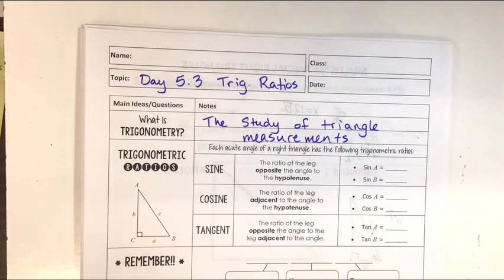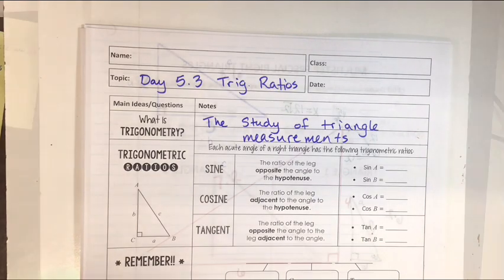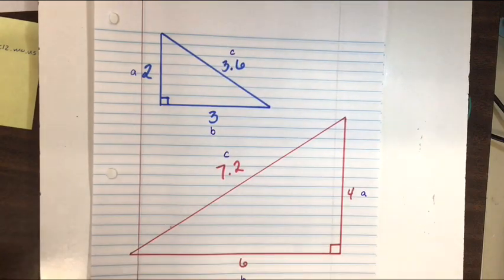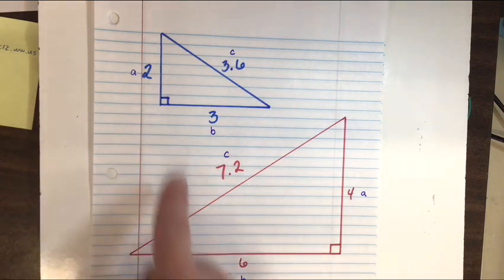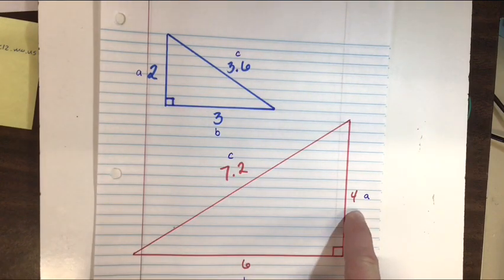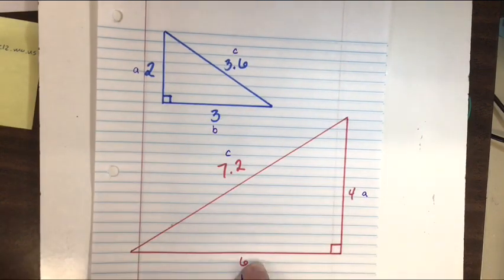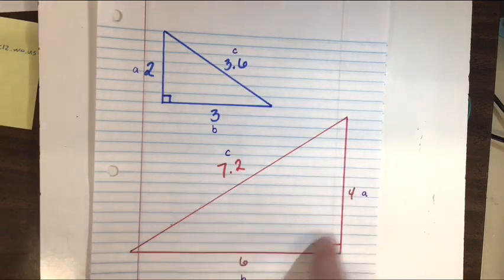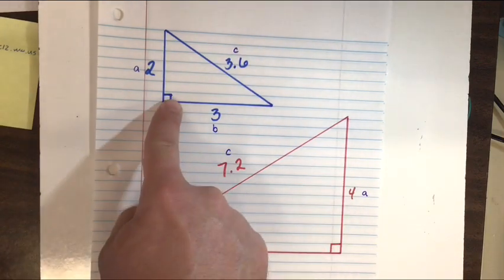We're going to get into that in just a minute, but first I want to show you this. If we were to take two right triangles, and I'm going to tell you these are similar triangles to each other. Back when we did our unit of similar figures and similar triangles, the ratio of 2 to 4 is the same as the ratio of 3 to 6, which is also the same as the ratio of 3.6 to 7.2. This red triangle is just twice as big as this blue triangle.